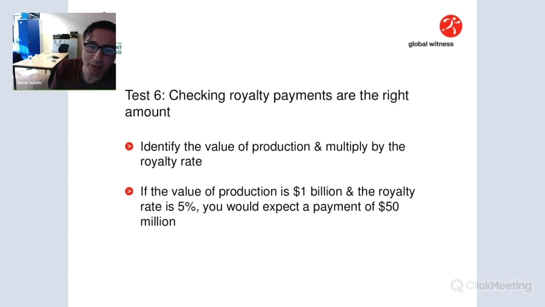As long as you know how much the oil project or the gas project or the mining project produced, the value of production in that year, and you know what the royalty rate is, then it can be a very simple calculation to generate what you would expect the company to pay. So if the value of production is $1 billion, the royalty rate is 5%, you would expect a payment of $50 million.